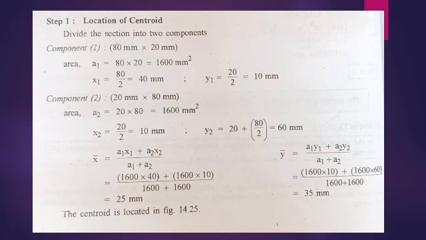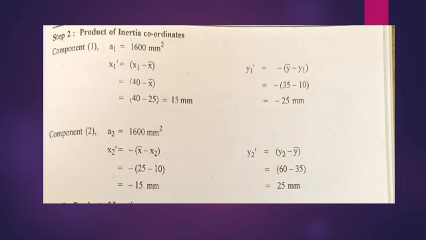Then substitute the values in the formula. You get the value for x bar and y bar. For x bar the value is 25 mm. I hope all of you know the substitution. Already we found the a1, x1, y1, a2, x2, y2 values. You have to substitute the values in the formula and put it in a calculator. You get the answer. The value for x bar is 25 mm and the value for y bar is 35 mm. Then next, we are going to find the product of inertia coordinates.